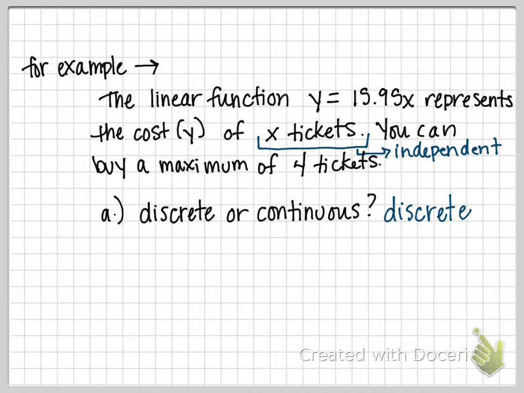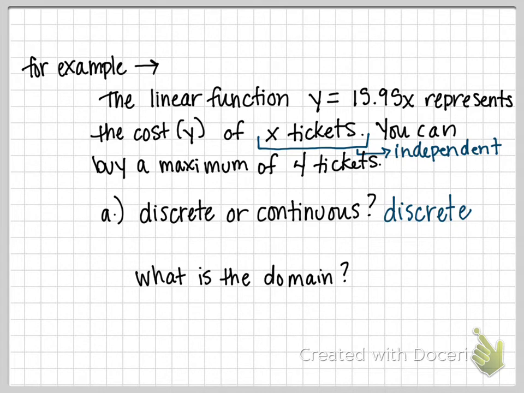So continuous could be like hours, right? Can you break hours into smaller parts? Sure, you could work a minute. You could work a second, right? You can break time into smaller increments. You can't break tickets into smaller increments. You have to buy 1 ticket or 2, not 1.9775 or whatever, right? So that's why it has to be whole numbers. So we say that's a discrete domain because the independent variable of tickets can't be broken into smaller parts.